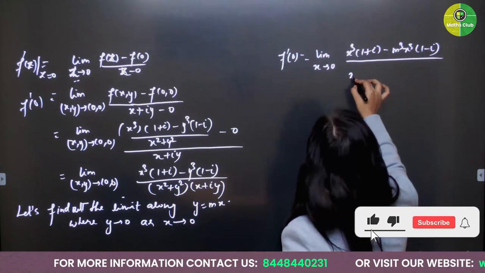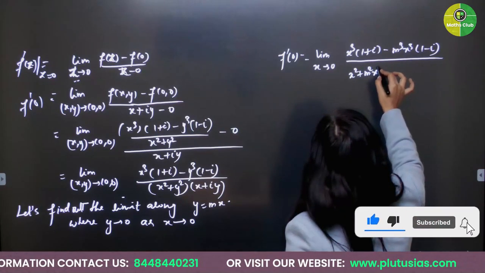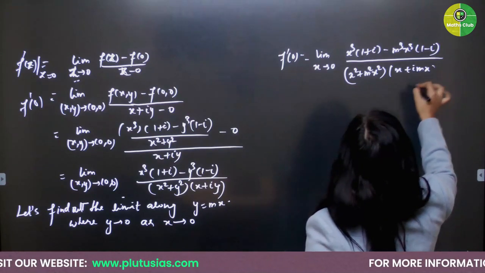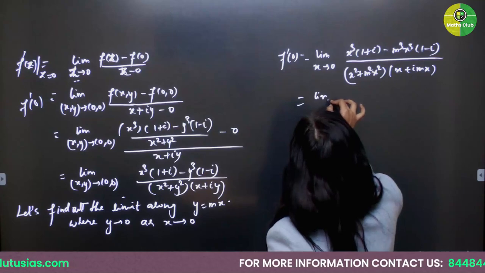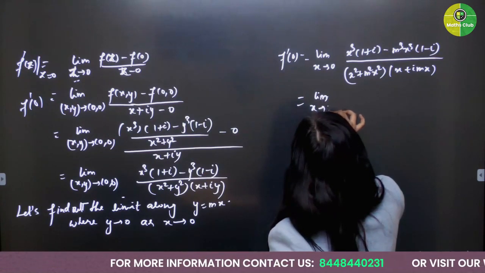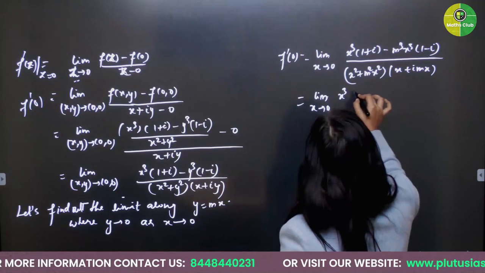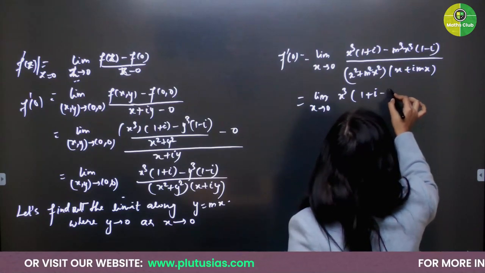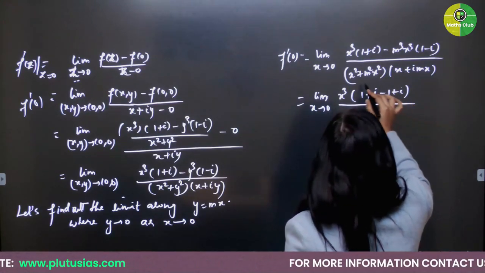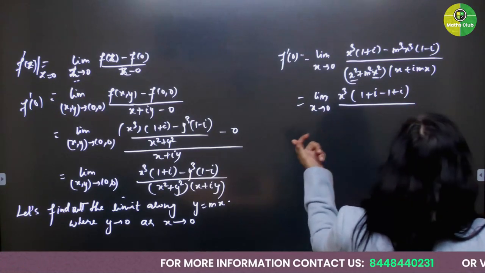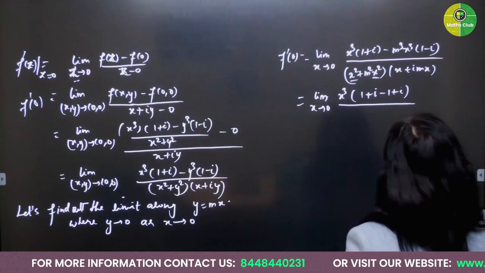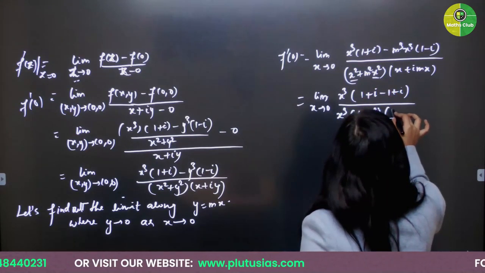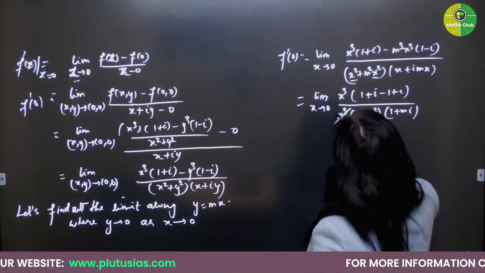niche tumhara kya hai, x square plus m square x square, and then it is x plus iota x from upper and lower side, that is numerator and denominator, take x common. Highest power of x is x cube on the upper side, and it is 1 plus iota minus 1 plus iota divided by x square can be taken out from the first bracket and x can be taken out from the second bracket. So in total we are getting x cube, and it would be 1 plus m square, 1 plus m iota, and hence it is cancelled.